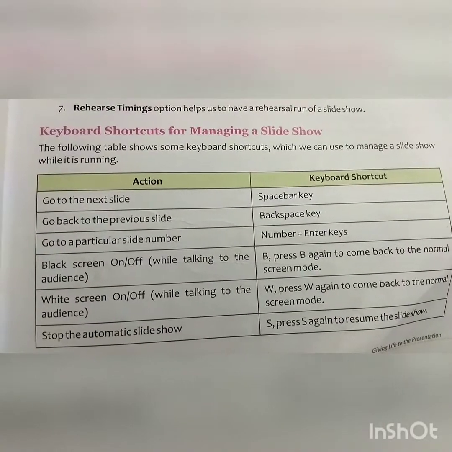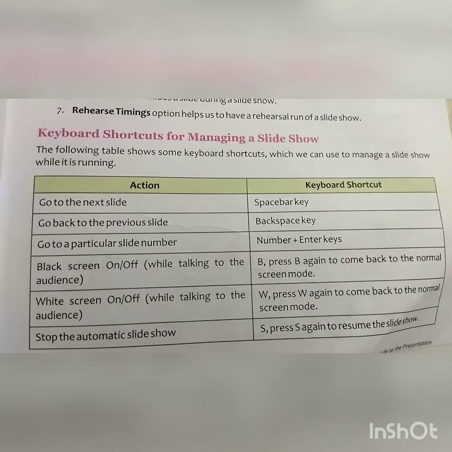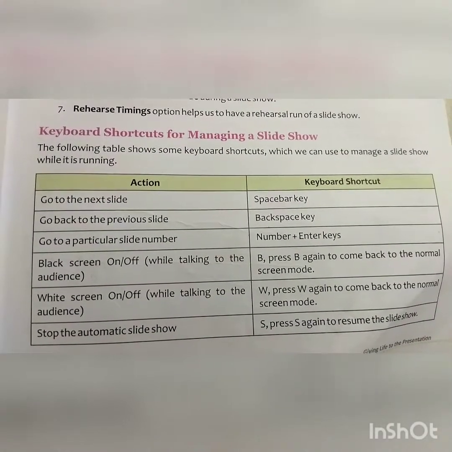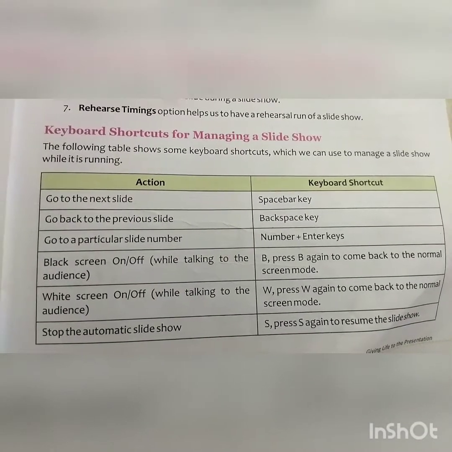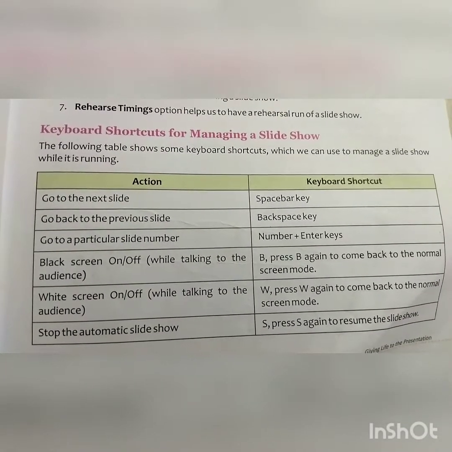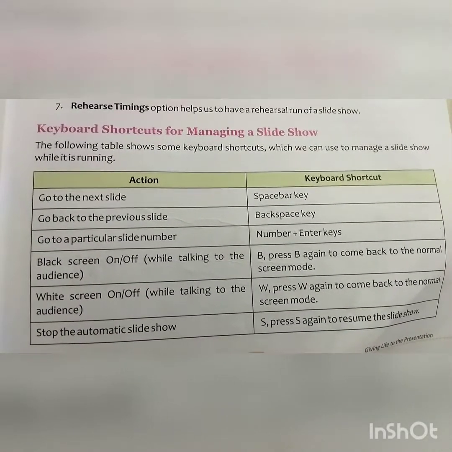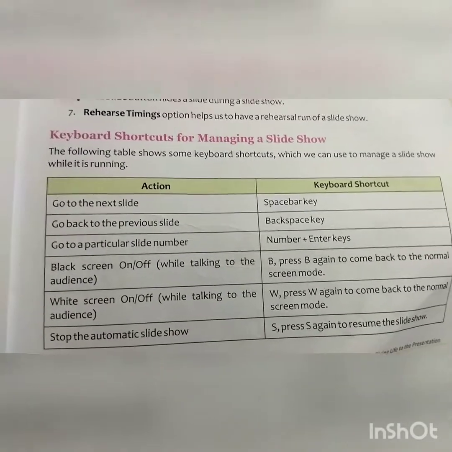To turn the black screen on or off while talking to the audience, press B. Press B again to come back to the normal screen mode. Then, students, to turn the white screen on or off while talking to the audience, you can press W. Press it again to come back to the normal screen mode. The last one is to stop the automatic slideshow: you can press the S key. Press S again to resume the slideshow.